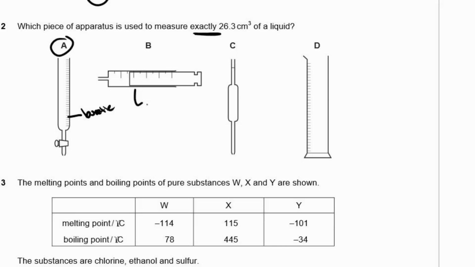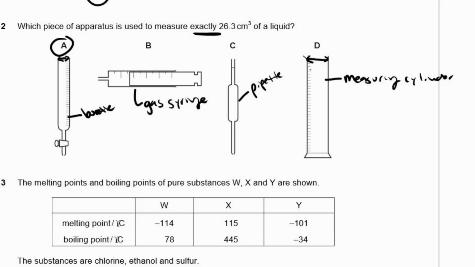This one is a gas syringe. This one is a pipette. If you notice, there are no gradations on here, so you can't see exactly how much it is. There are ways you can make it very specific, but 26.3 is a large value for using a pipette to measure exactly. And this one is a measuring cylinder or a graduated cylinder. If you notice, the diameter of this is much wider than the diameter of this, which means that the measuring cylinder is going to be less accurate. It's faster, but it's less accurate.